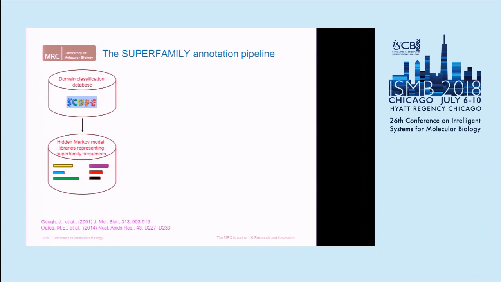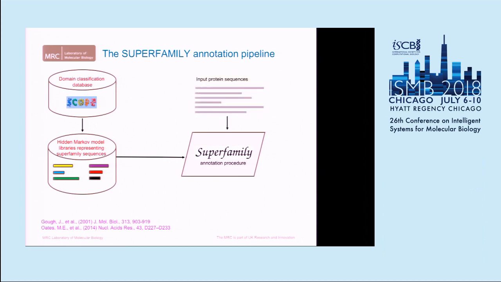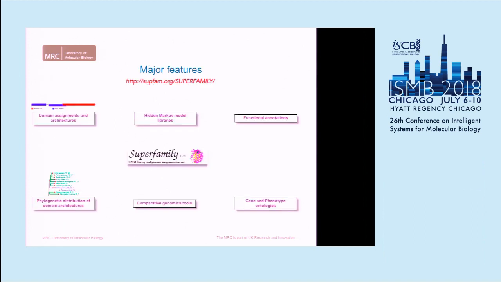So with this model library, the SUPERFAMILY annotation pipeline, which I'm explaining here in a very abstract fashion, takes an input protein sequence and runs it through the pipeline, where it searches the sequence against the models, and produces annotations in terms of SUPERFAMILY domains. So these annotations serve as a basis for all the other work that we are doing in the SUPERFAMILY database and the website, and I will explain some of the features in the next slide.